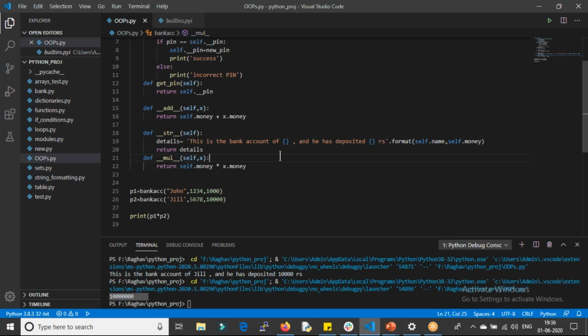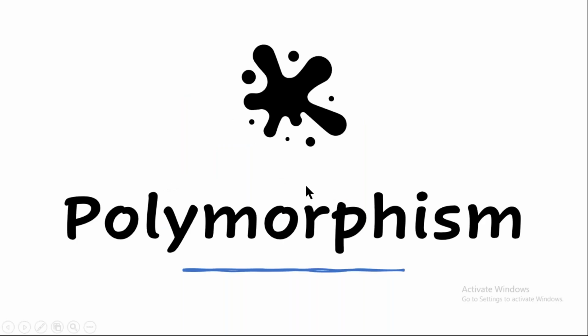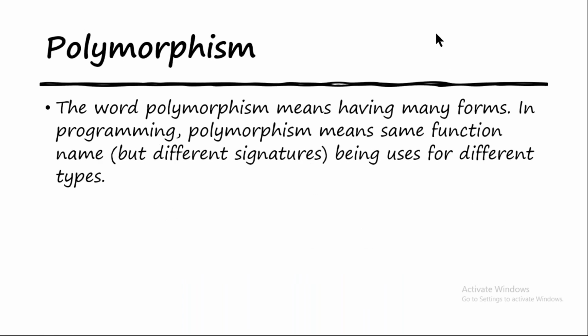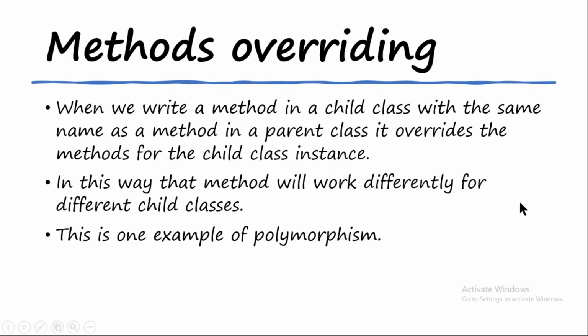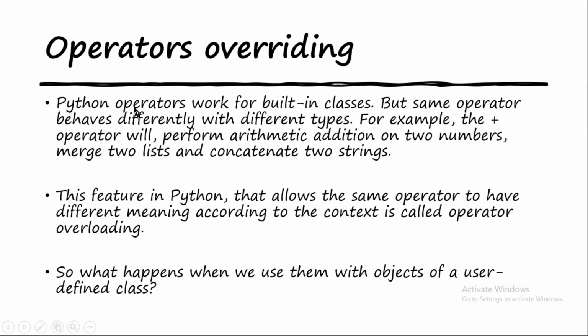And there's also one more form of polymorphism. This is just one form of polymorphism which you saw right now, and this form is operator overriding. I'll just show you in the PPT. So the word polymorphism means having many forms. In programming, polymorphism is having the same name for different functions. So the one which you saw right now is operator overriding. We have defined our own value for different operators for our own class.